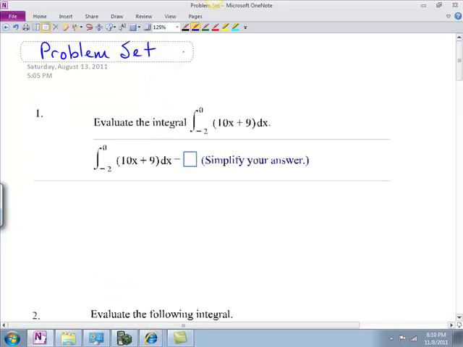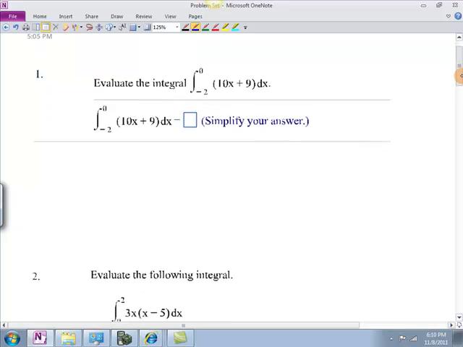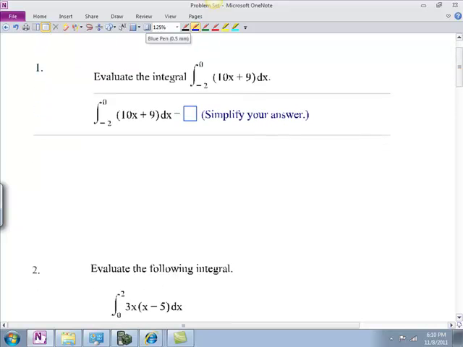All right, evaluate the integral. And we'll start out really easy. And so the integral, if we integrate this, what do we get? Okay, so you went ahead and simplified in your head. I'm going to write down 10x squared over 2 plus 9x. Okay, that's what you get when you have the integral.